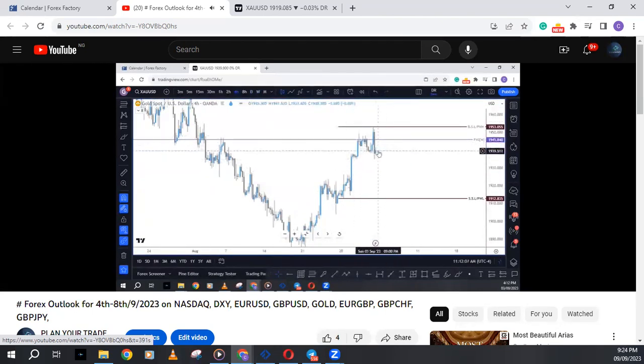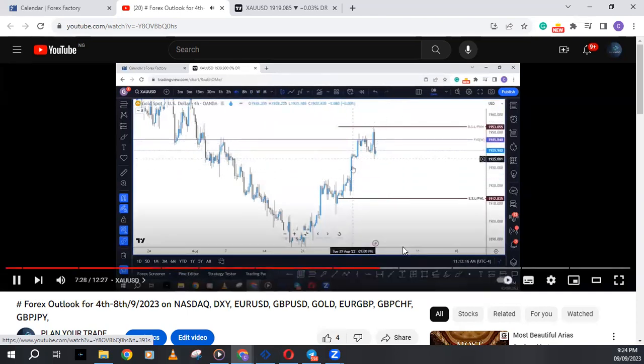So going into the new week, the possibility exists that this may retrace. If it does not go above 1953, then we'll be seeing price come into this area first. If this other block fails, then we might see price come down here. But so let's look at gold.